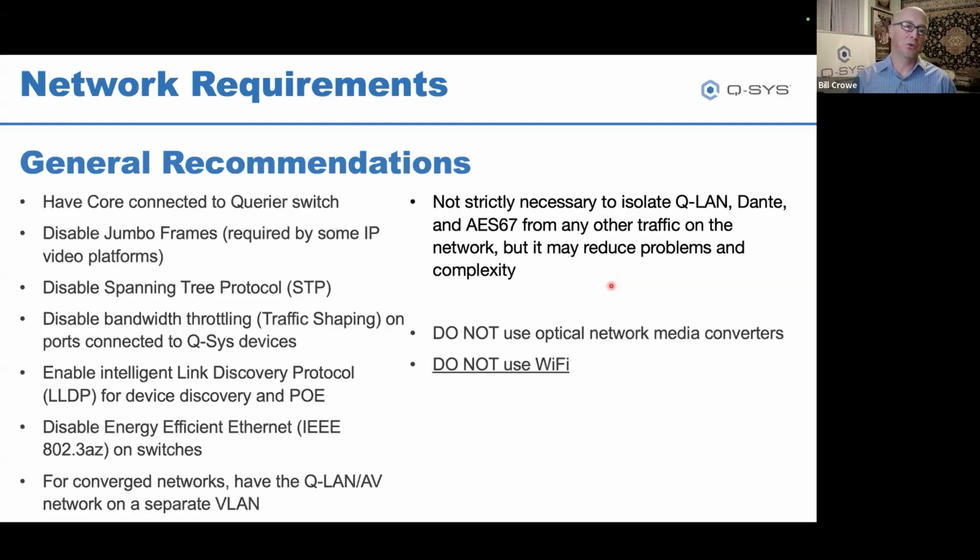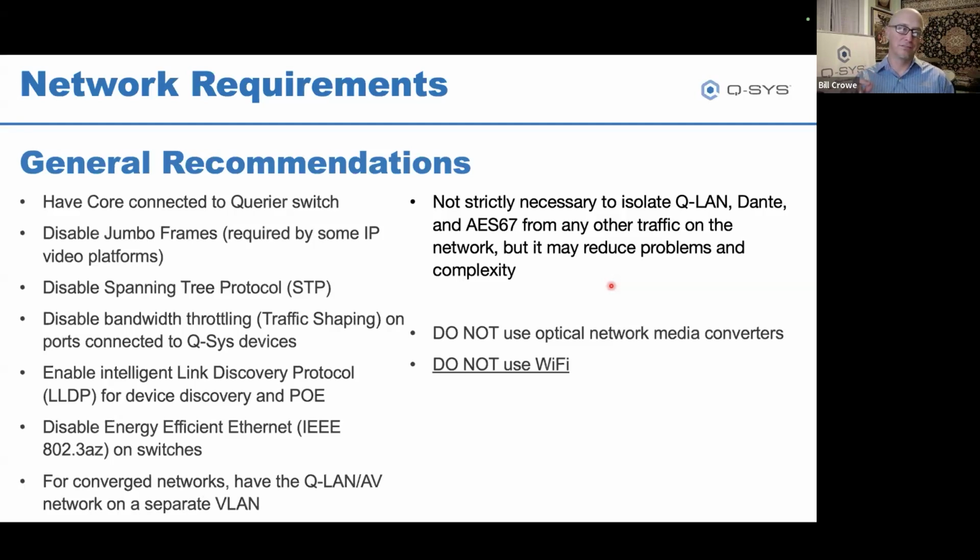I will caution you about carving up your network into a large number of VLANs. I have seen some installations where QLAN audio was on one VLAN, Dante was on another VLAN, AES67 on another VLAN, a separate control VLAN. You know, we get 5 or 6 VLANs in there, and now all of a sudden, what happens when you have a Dante microphone that also needs to be controlled?